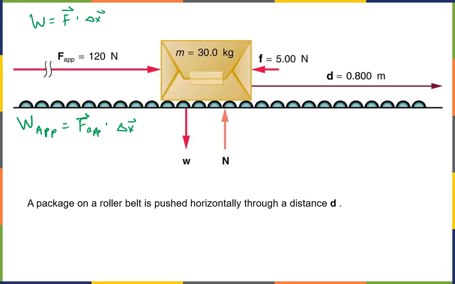And Nathan went ahead and gave me a number already. So my force applied is 120 newtons. The distance it moves, I need the distance parallel to the force applied. 0.800 meters. And so 0.8 times 120 is 96. And what are my units going to be?